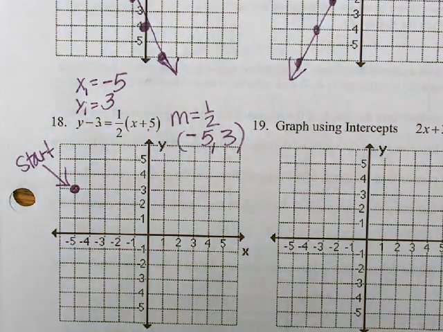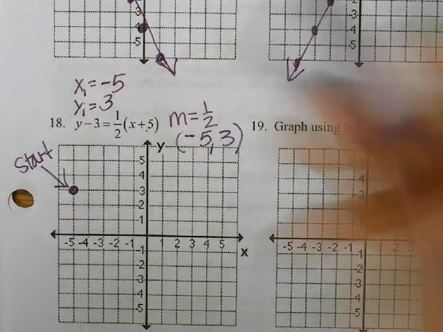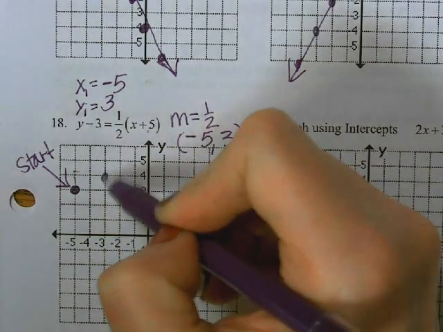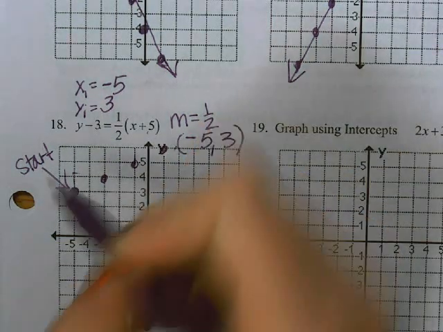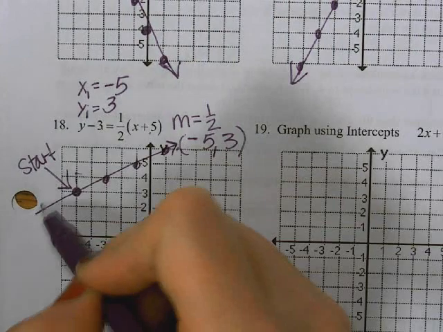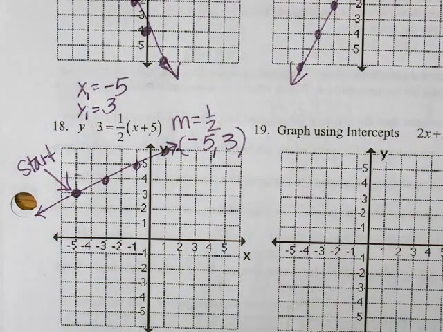That's where we start. And how are we going to move? 1 over 2. So that means go up 1 over 2, up 1 over 2, up 1 over 2. Okay, and so that's what my graph looks like. Okay.